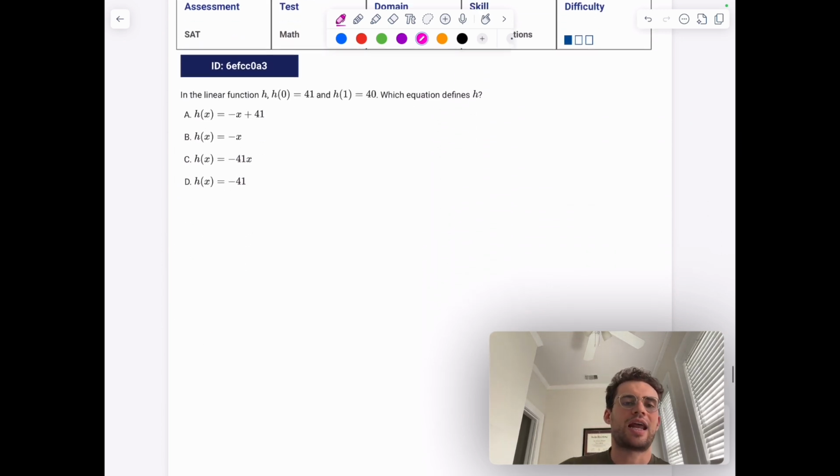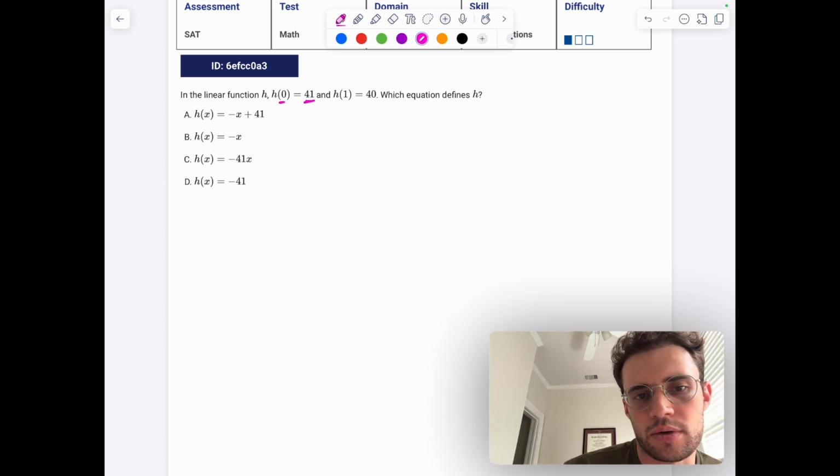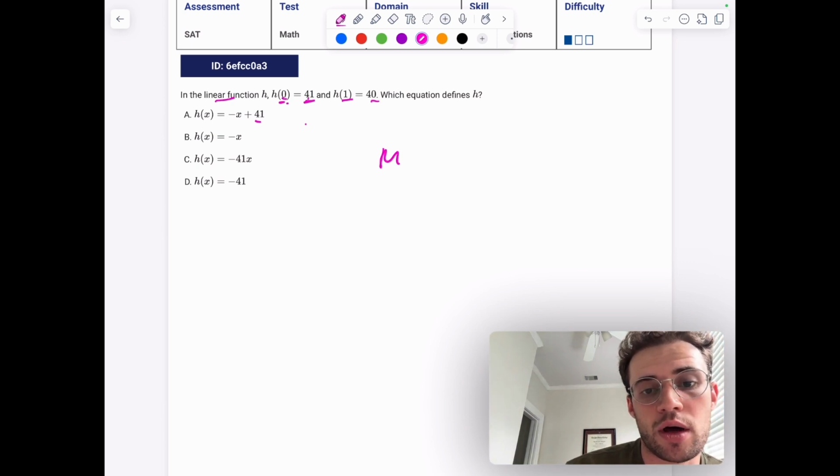In the linear function h of 0 equals 41, and h of 1 equals 40. Which equation defines h? All right, so our y-intercept when x is 0 was 41, or it's like the initial amount. So it should be adding 41, and it's going down 1 when x goes up by 1. It's a linear function, so we know that's like the rate that continues on. But when you increase x by 1, the output goes down by 1. Again, that means our slope is -1.